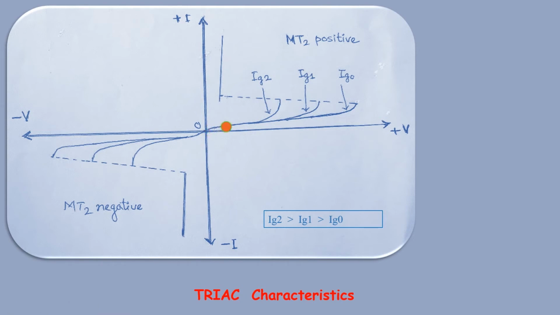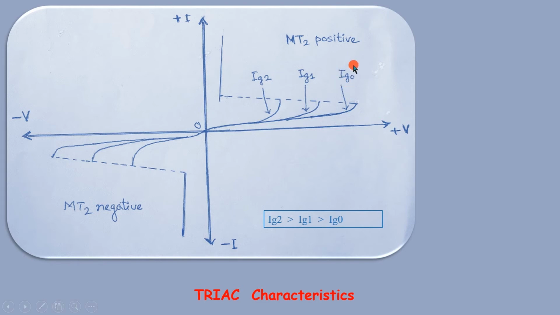The current is very low, only leakage current, and it is only when this MT2 voltage reaches the breakover voltage of the triac. After breakover, you see that the current suddenly increases and the voltage drops. The voltage from this level to this level suddenly drops, and you get a large current. You can say that it is fired, it is conducting, but it fires at this voltage.